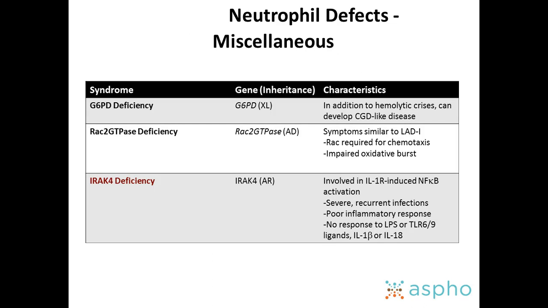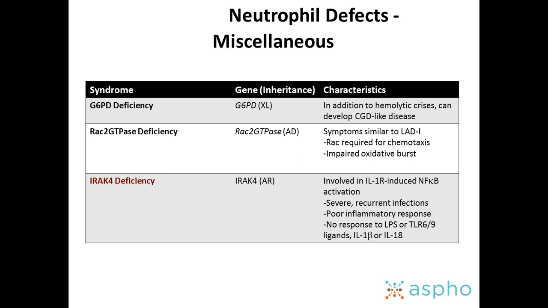Okay, then there are some other miscellaneous defects, things that have been discovered that lead to various aspects of neutrophil dysfunction. So it's G6PD. Not only can you bust your red blood cells, you can also impact neutrophils, so after your fava bean dinner, you can end up having neutropenia. And then RAC2, this RAC2 GTPase, I would just remember it as RAC. RAC is required for chemotaxis. It's a new immune deficiency that's been described recently.